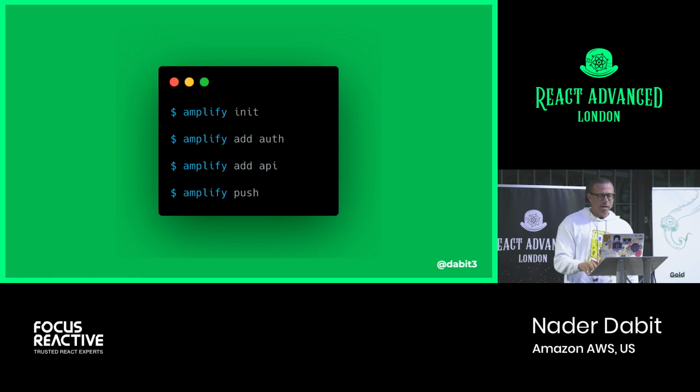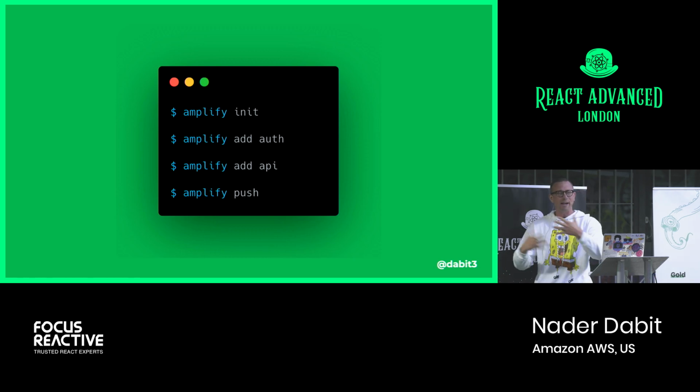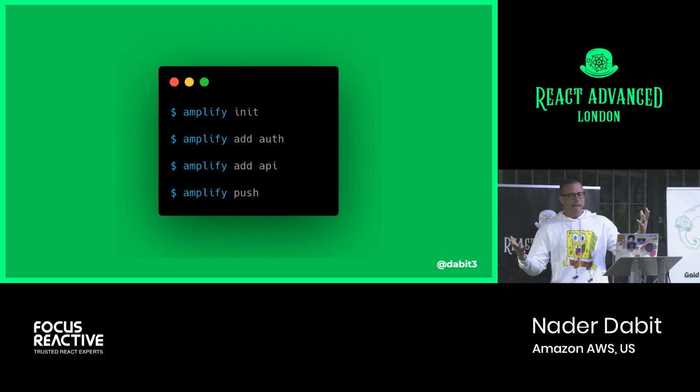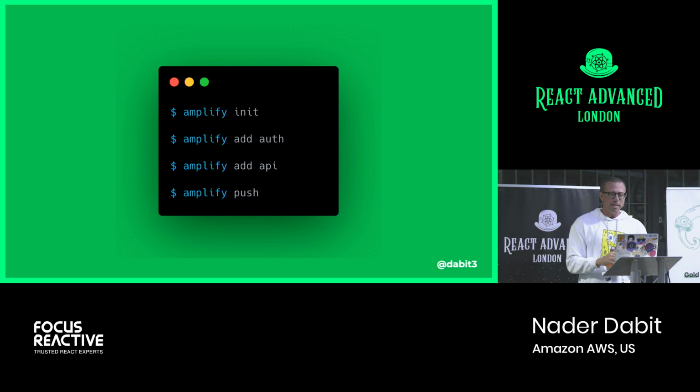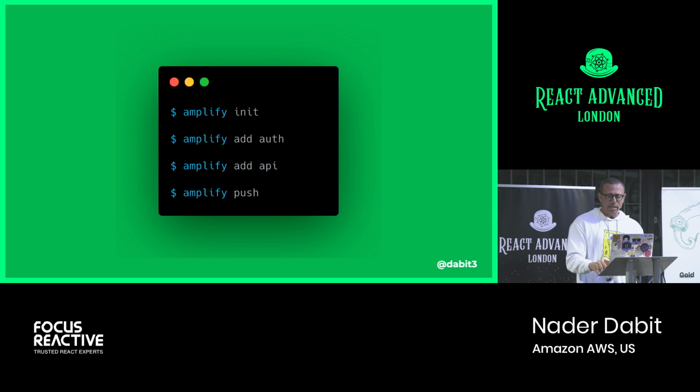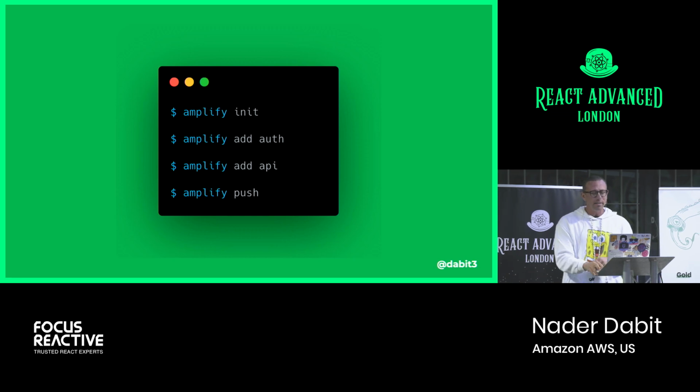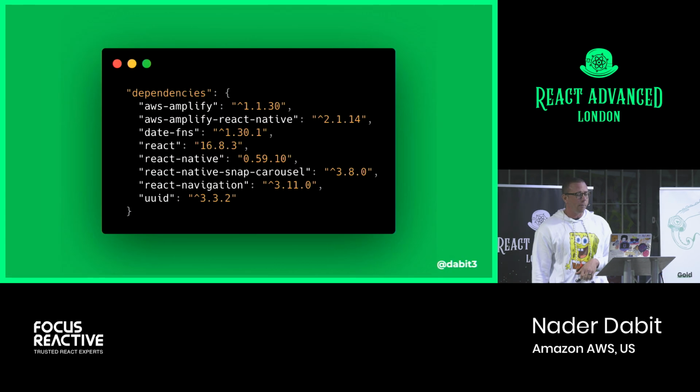To create the app, I first built out the React Native app on the front end with dummy data, just kind of built out something pretty basic, and then I added the back end. Using the command line interface, you just run init, then you add the different features you want, add auth, add API, push, deploys the services to the cloud, and you're kind of ready to go.